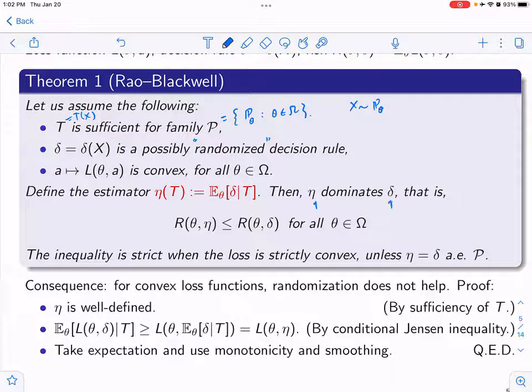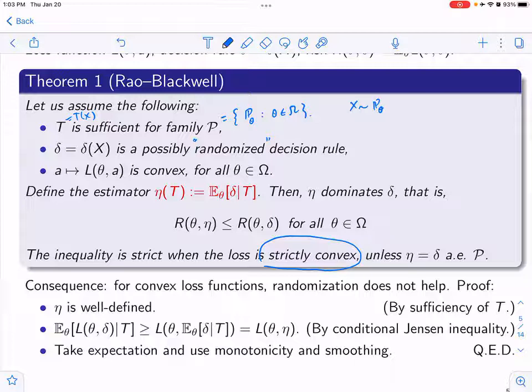So Rao-Blackwell says that basically eta is a better estimator than delta, or at least as good. So as good as delta in terms of the risk. The risk is, not almost, everywhere for all values of theta, below or equal to delta. And in particular, if the loss is really convex, for example, the quadratic loss is like that, then the inequality is strict unless eta is equal to delta almost everywhere.